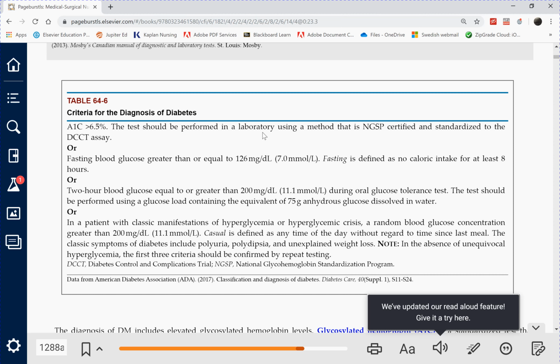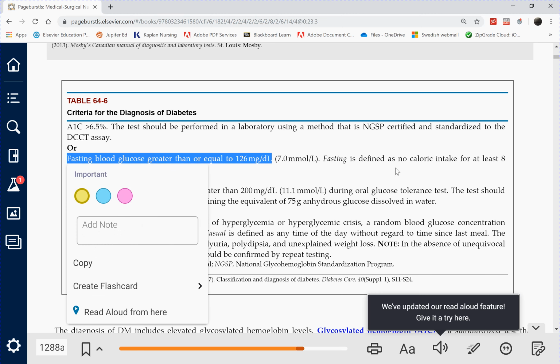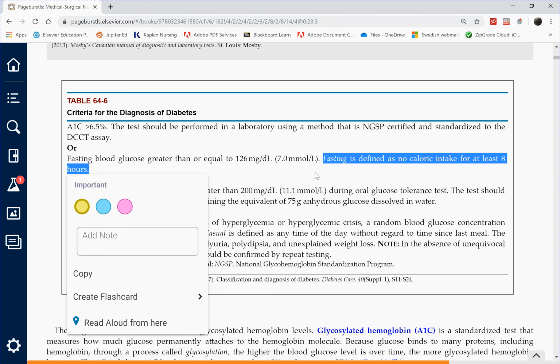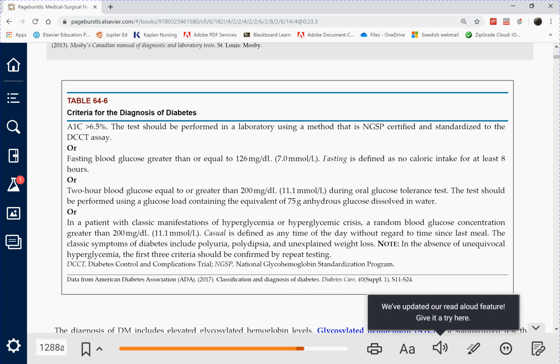For instance, if we do fasting blood glucose and your result is greater than or equal to 126, this is also suspicious for diabetes, but this can be affected by several factors. Meaning, let's say, what if the patient before this test has been very good with their diet?